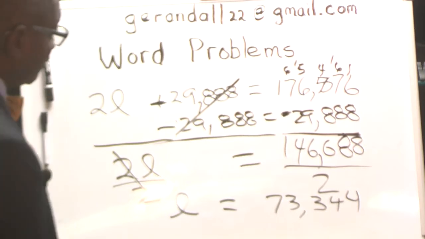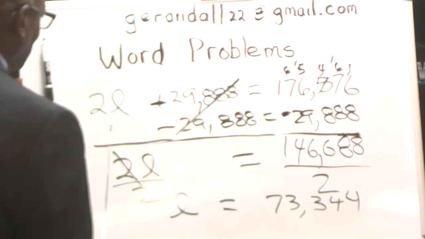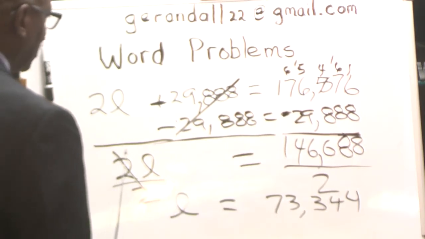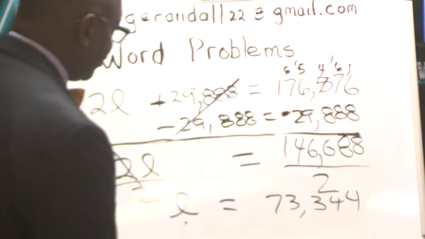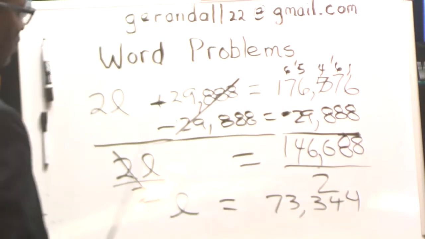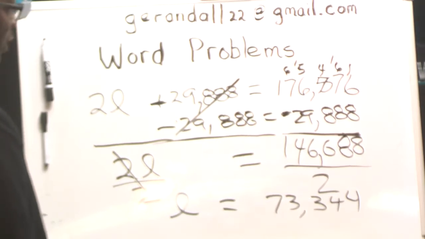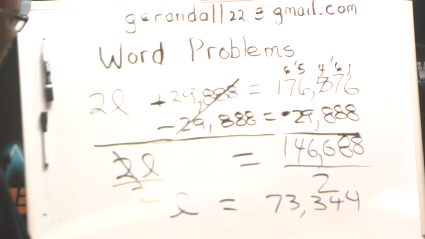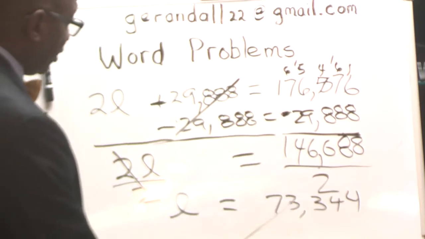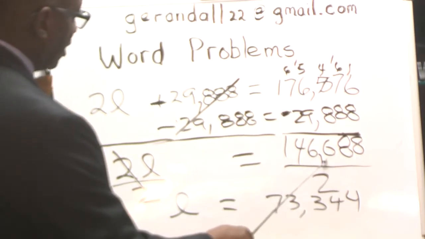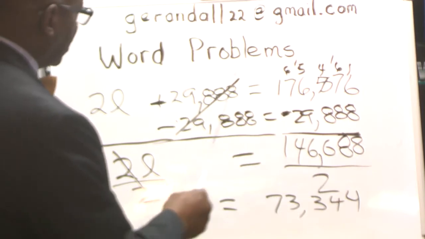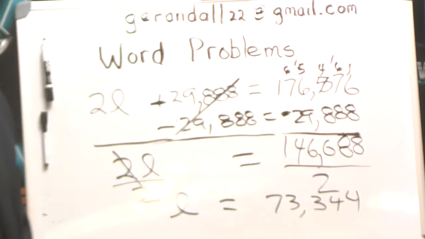The population of Laredo is 2 times Longview plus 29,888. So again, if we double this, it's going to get 146,688, plus this, we'll get that. And that's how you check your answer. We've done another word problem.